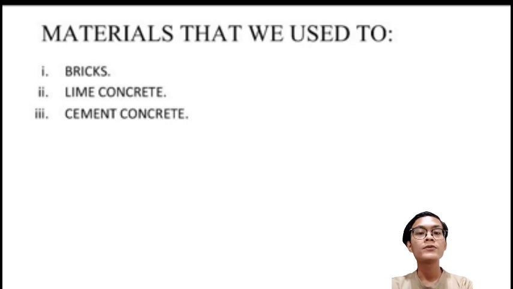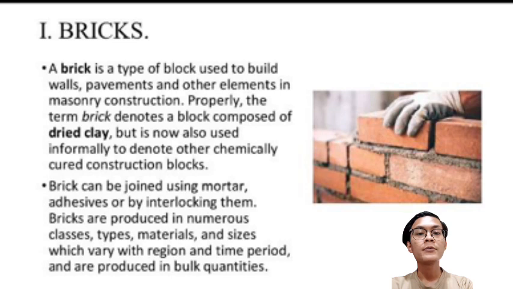Three materials that we use to make floor slabs are brick, lime concrete, and cement concrete. Brick. A brick is a type of building block used to build walls, pavement, and other elements in masonry construction. Properly, the term brick denotes a block composed of dried clay, but is now also used informally to denote other chemically cured construction blocks.